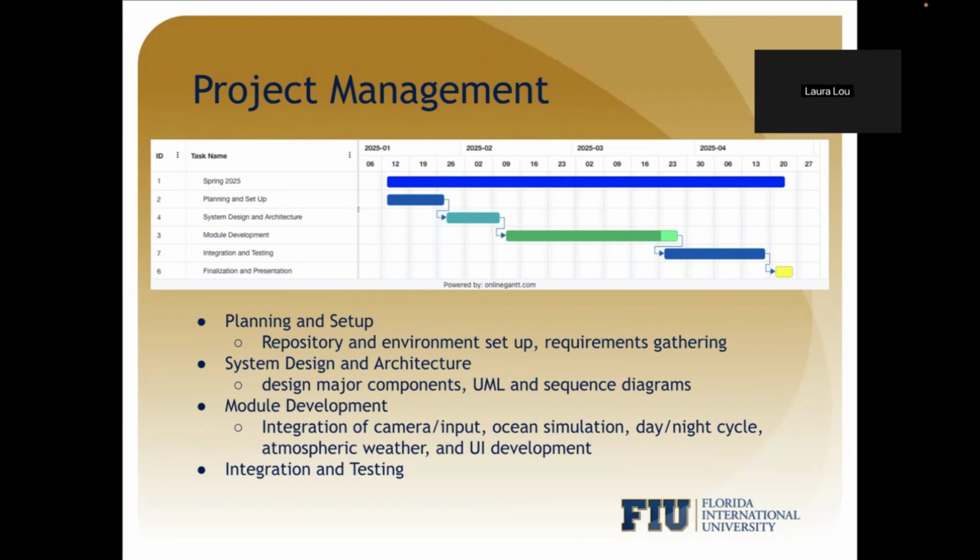The bulk of our work happened over the next few sprints in module development, where we integrated key features: the camera and input system, the ocean simulation, the day and night cycle, atmospheric weather effects, and our UI layer. We refined each part as we went through these sprints 3 to 5. Finally, during integration and testing in Sprint 6, we merged all modules in the main build and ran thorough tests to ensure performance and reliability.